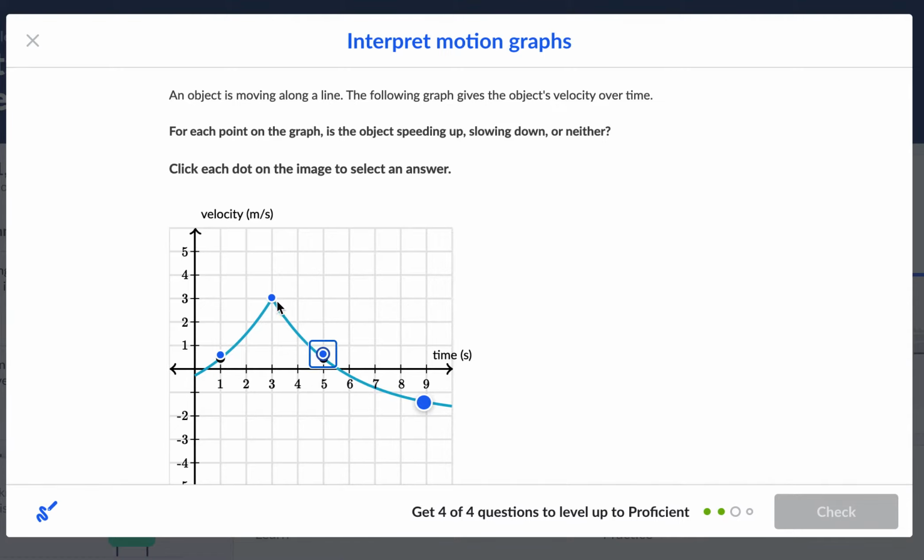My velocity is going to the right. I'm still moving to the right, but I'm going less and less quickly to the right. And it looks like this, I am speeding up because I am moving more and more and more quickly to the left. Here we go.